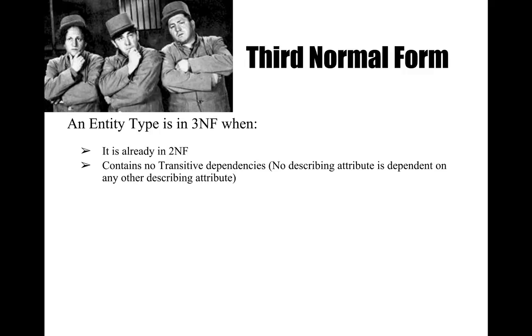A transitive dependency means that if an attribute inside an entity, which other attributes are more likely dependent upon than the primary key, exists, then you need to move those out to another entity of its own and reference that back. That's third normal form.